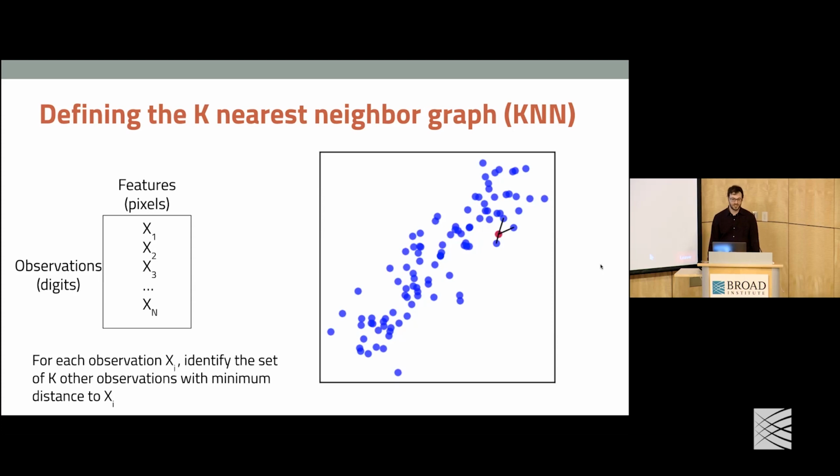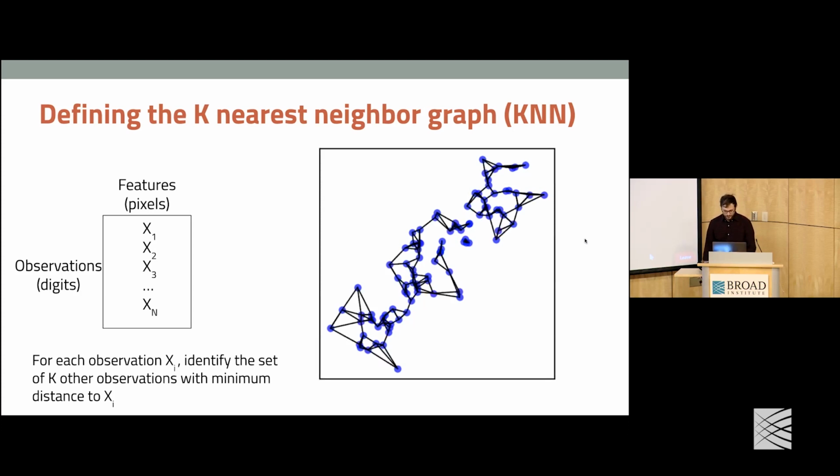So for each observation xi, you identify the set of k other observations with a minimum distance to xi. So for this point here shown in red, I've labeled the nearest neighbors of it, the points that have the minimal Euclidean distance to it, by drawing an edge between them. And it's easy enough to do this and to represent it in 2 dimensions. In this case, k was 3, so I connected the 3 nearest neighbors. And you get a nice graph like this, where observations are nodes and edges connect the nearest neighbors.